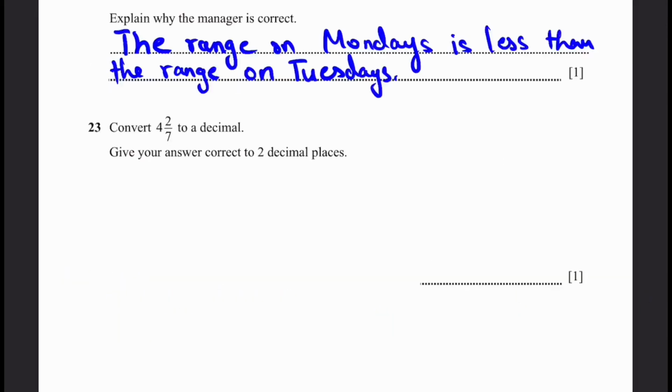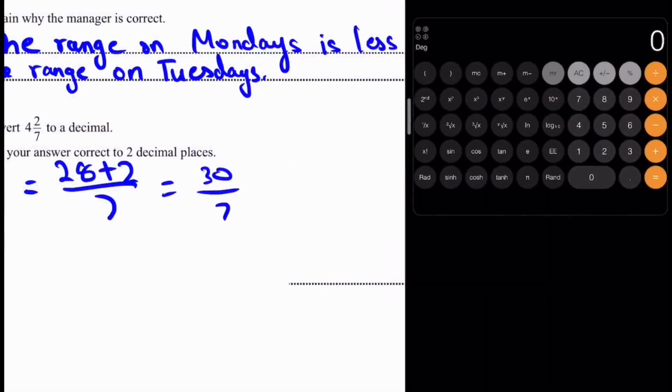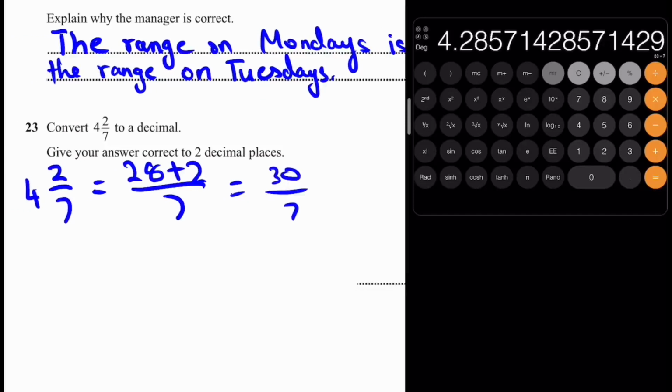Question 23. Convert 4 2/7 to a decimal. Give your answer correct to 2 decimal places. This is quite simple. So first we convert this into an improper fraction. 4 2/7 equals 28 plus 2/7, which is equal to 30/7. Then we do this math on a calculator. So let's put a calculator right there. 30 divided by 7, which is equal to 4.2857 and so on.